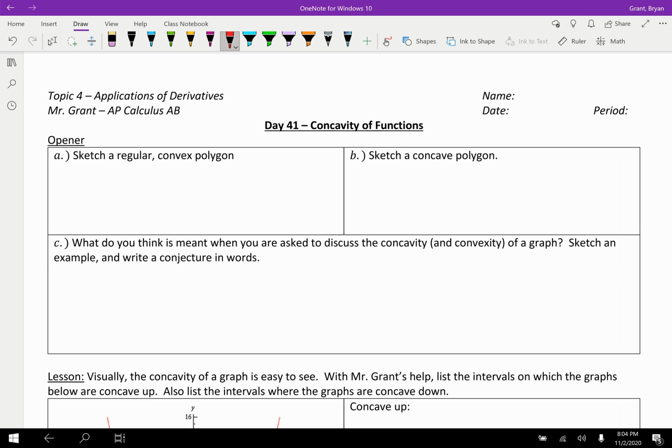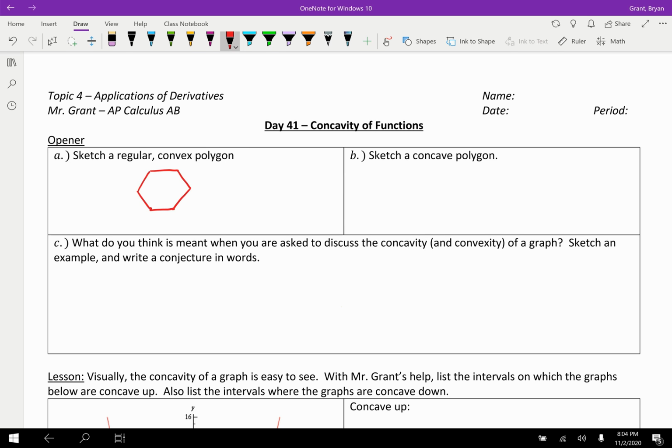Alright, so hopefully you remembered that a regular polygon is one where all of the angles are equivalent and all of the sides are congruent or equivalent as well. So polygon means many sides, often confused with pentagon, which is 5 sides. So I'll draw a regular or an approximately regular hexagon, something like this. I'm sure it's not perfect, it's definitely not perfect, but there's my regular convex polygon. In this case, it's a convex hexagon.